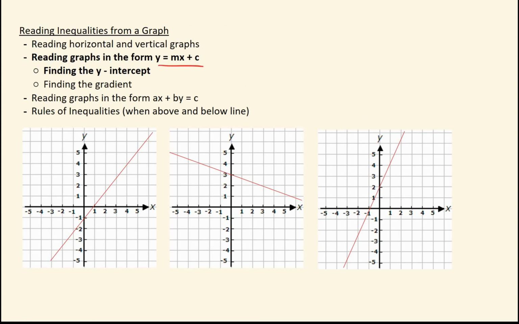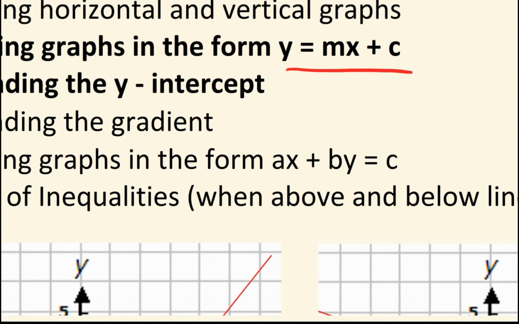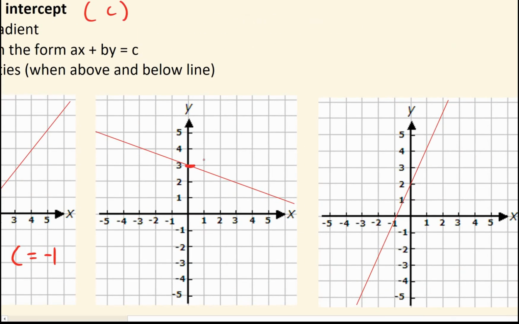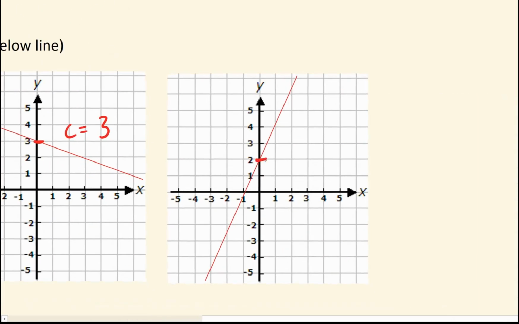Reading graphs in the form y equals mx plus c. There are basically 2 halves of this. You've got to find the y-intercept, look at that first, and that will give you the value of c. So for the first graph, here's my y-intercept, so I know that c will be -1. Okay. Again, a really straightforward skill. Let's take it fairly slowly so you're not making any careless mistakes.